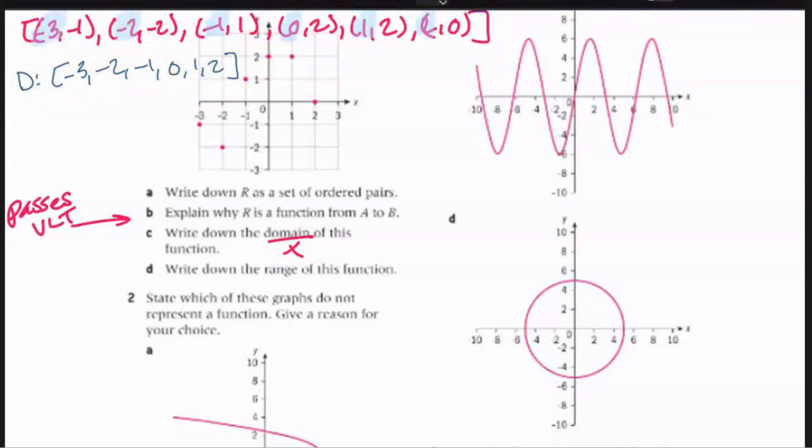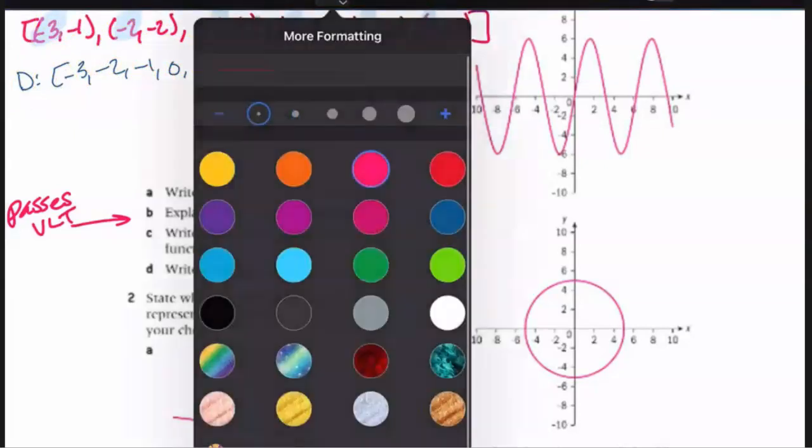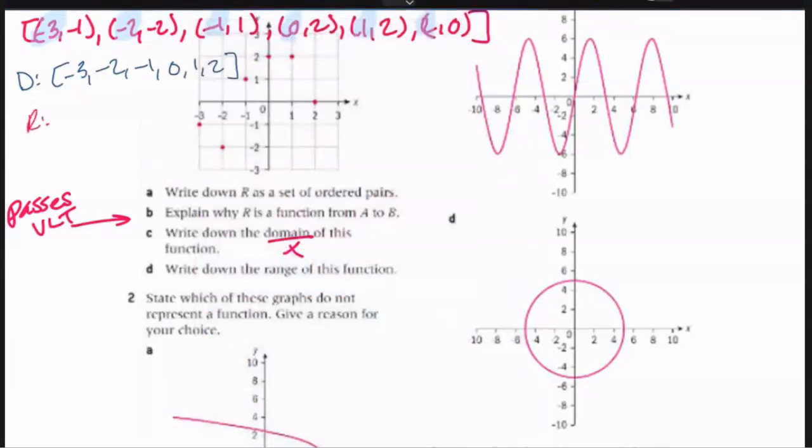Range is going to be the same thing, except it's going to be all set of y values. So -1, -2, 1, 2, 2, 0. So I still write it from least to greatest. Be careful, do not write it in this order. If you write it in this order, you'll have -1, then -2. Go from bottom to top. My lowest y value is -2, -1, 0, 1, 2. And I don't write repeats.